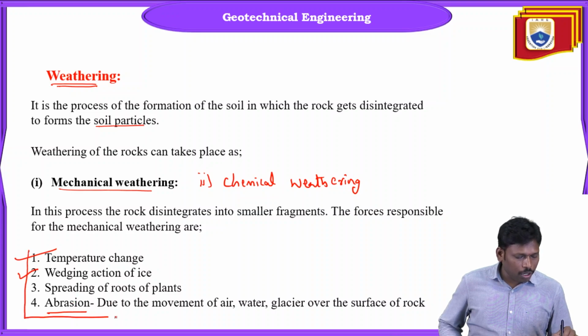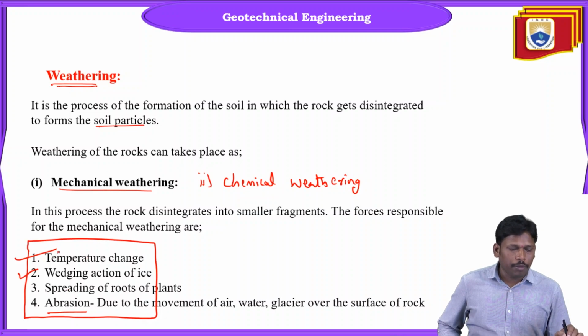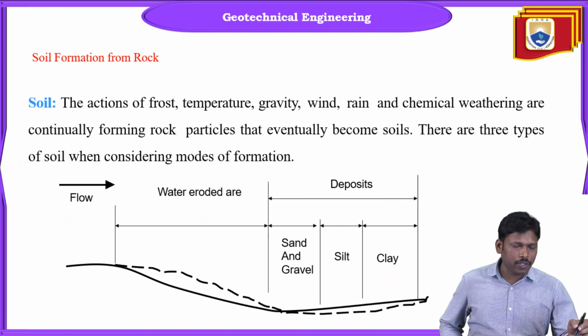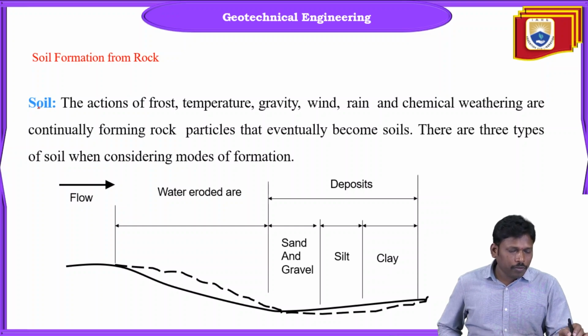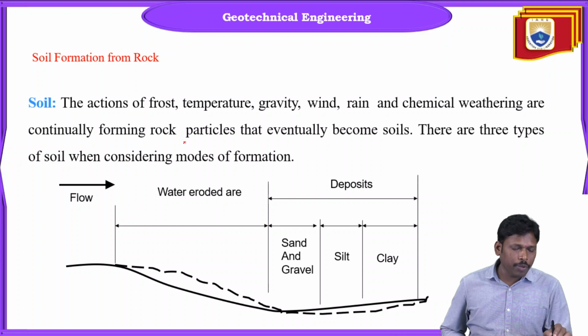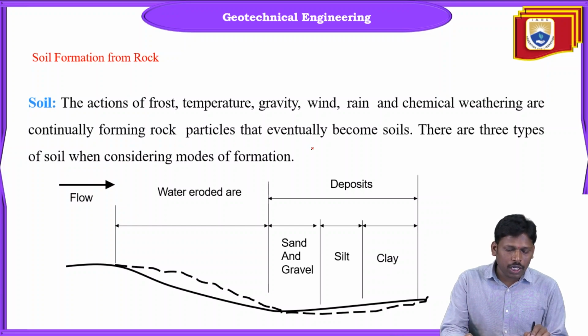If any one of these four agents is responsible for the formation of new rock, we call it mechanical weathering. This is the type of deposit formed due to transportation, wedging action of ice, and abrasion, formed by mechanical action. So when weathering occurs, we can see the action of the forces: temperature, gravity, wind, rain, and chemical weathering are continually forming rock particles that eventually become soil.